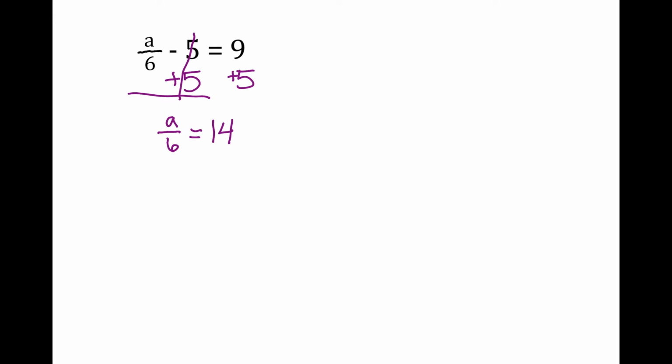Now we have a divided by 6, so we're going to undo this division by multiplying both sides by 6. These 6's simplify out, and we're left with a equals 84. And that is your answer.